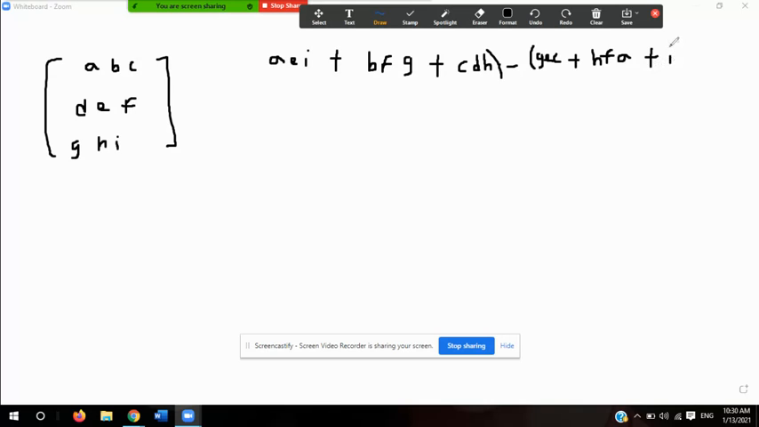I know it seems very confusing, especially because you see a 3 by 3 matrix, and by looking at the formula, you see that there are more letters. So the question that you're probably asking yourself is where did all these letters come from? All I have is A, B, C, D, E, F, and G, H, I.